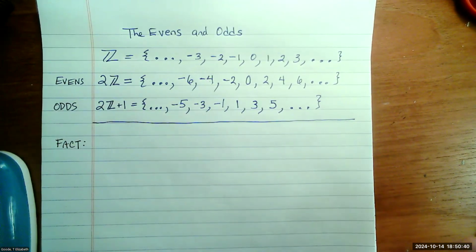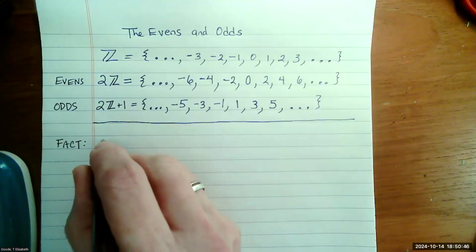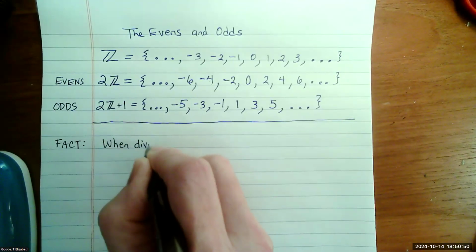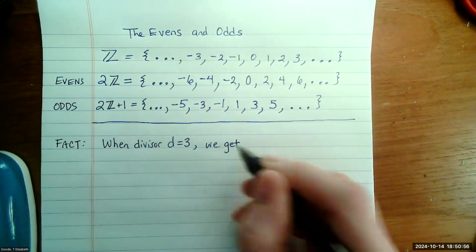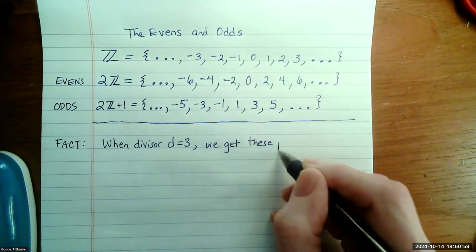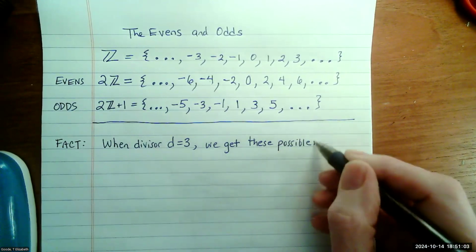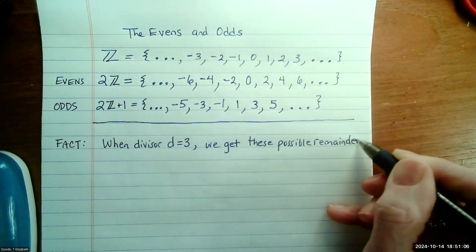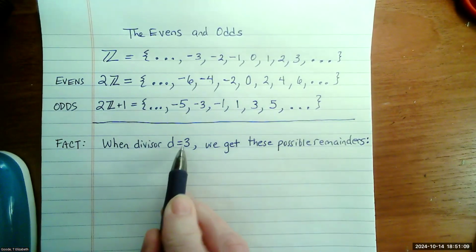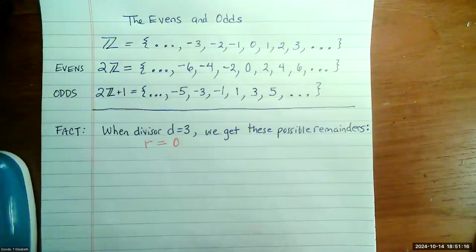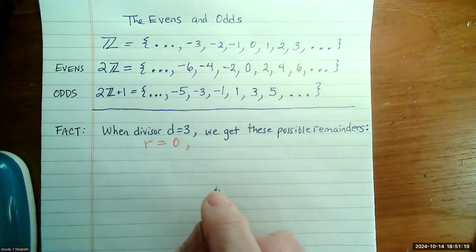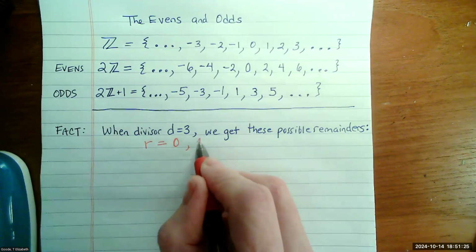Now, let's just up the ante a little bit, okay? We just played dividing by 2 games, but the divisor could be something else. So let's look at what happens when the divisor D is 3. Well, when the divisor D is 3, we get these possible remainders. Now remember, our remainder cannot be negative. It can be 0, but our remainder cannot be as large as the divisor. So R could be 0, right? But what other remainders could we get if we're dividing by 3? Anybody? 1 and 2? Yep.